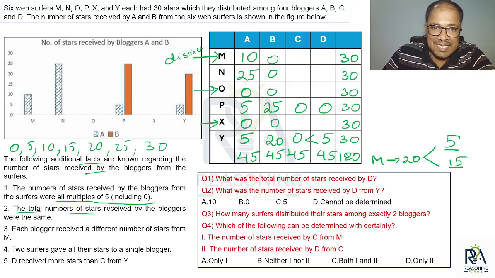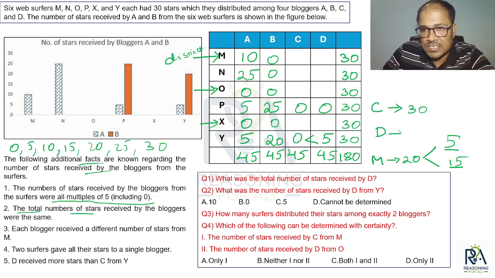Okay, now let's come down to the scenario of O and X, because these are the 2 surfers who will be giving away all the stars to a single blogger. So can I conclude that C and D, each of them, definitely going to get 30 stars from either O or X, right? Suppose O gave away all the 30 stars to C, okay? So X will be giving away all the 30 stars to D, because we have discussed at the very beginning, we cannot have 30 and 30, because that will add up to 60 or more, right? So definitely C and D are going to get 30 each from either O or X.